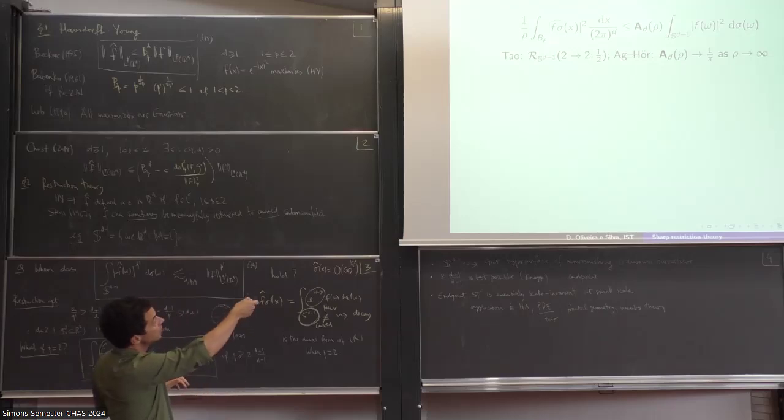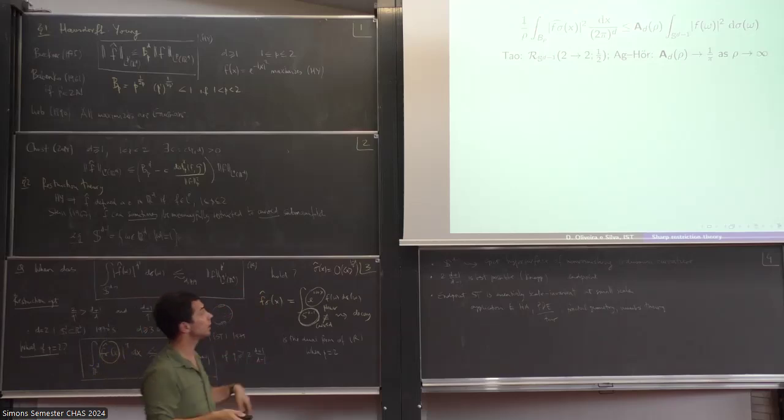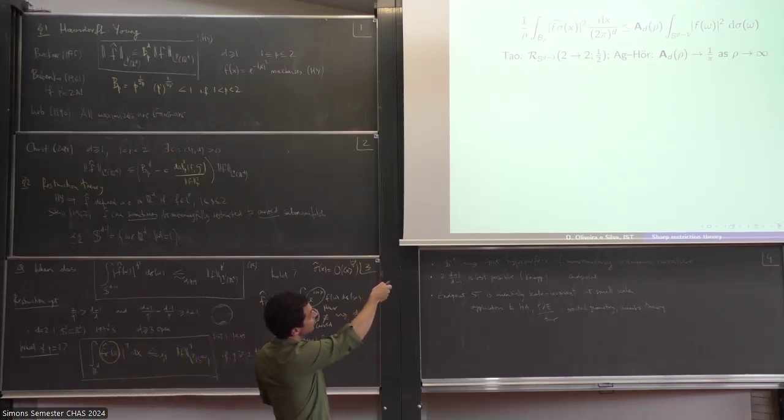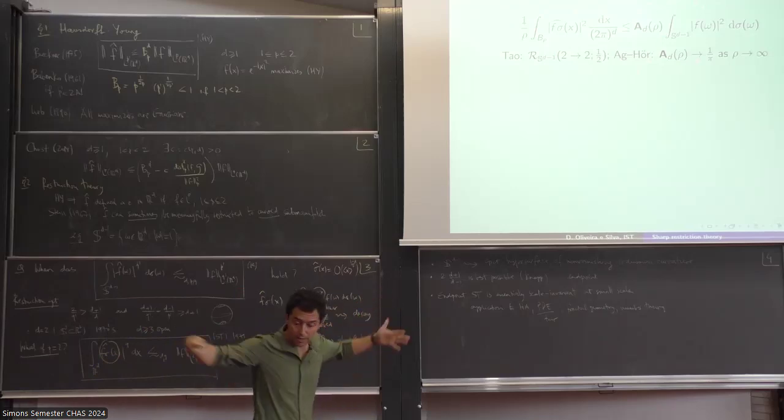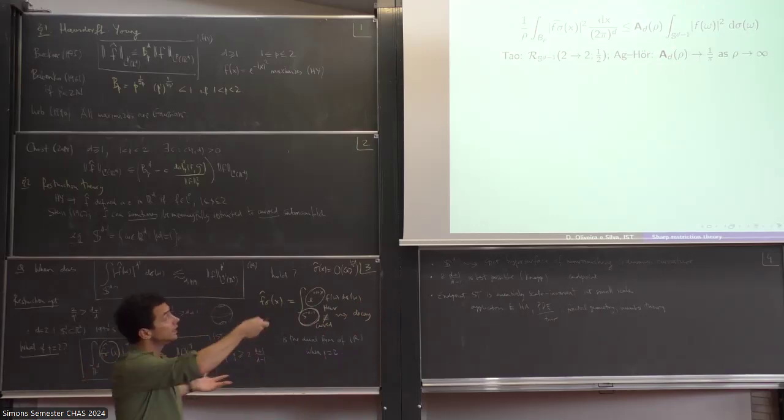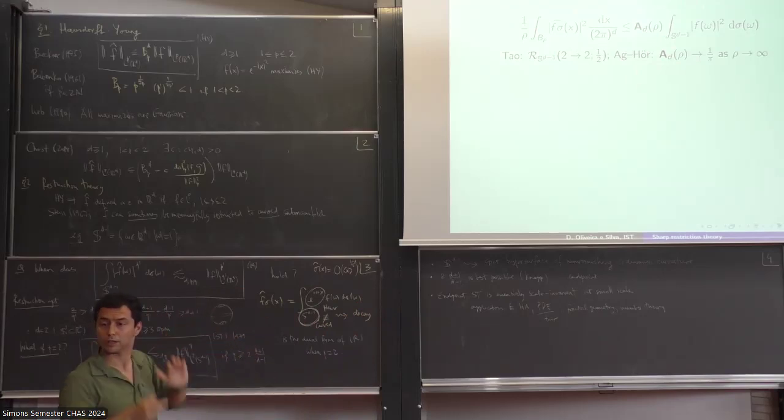So this is the inequality that Agmon and Hörmander proved, and they proved it in greater generality. They didn't really care about the value of the optimal constant, but they did prove that for fixed dimension, as the radius of the ball goes to infinity, these constants stay uniformly bounded and they actually converge to 1 over pi as the radius goes to infinity. Obvious question: what's the best constant? What's the value of this A_d(rho)?